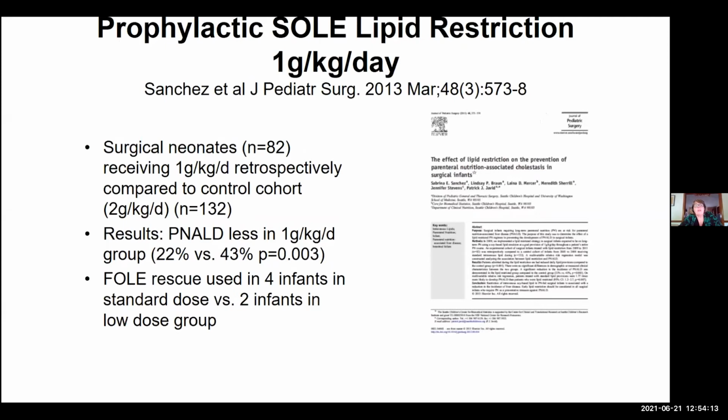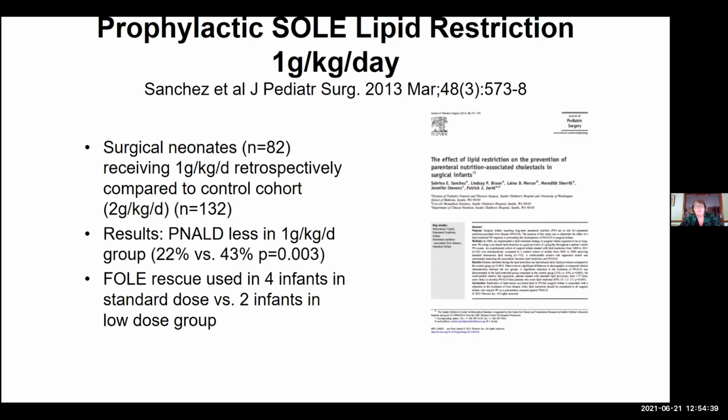Likewise, in Seattle Children's, Sanchez and Javid, the same Javid that worked with us at our lab, did a similar study in surgical neonates, who received either 1 gram per kilo or 2 grams per kilo per day of pure soybean oil lipid emulsion. And they also saw that liver disease happened in both groups, although lower in the low-dose soybean oil lipid group, and they still had to use fish oil monotherapy to rescue them, although the incidence was lower.